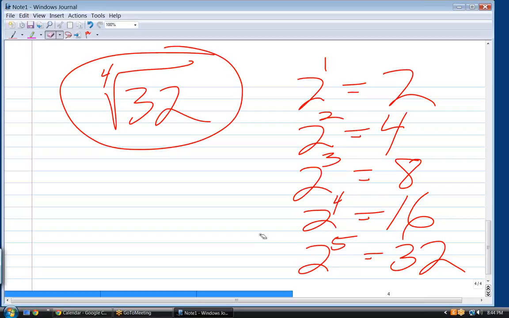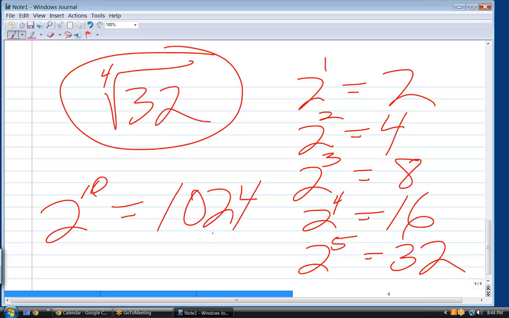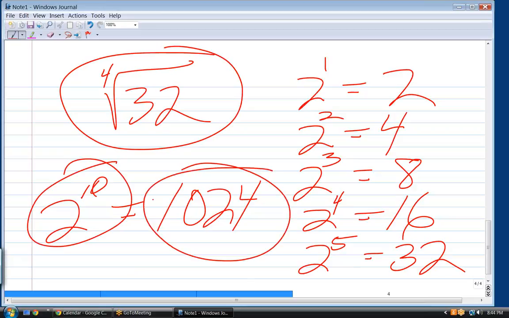So I would say it's almost worth memorizing 2 to any single digit power. My memory tells me that 2 to the 10th is approximately 1,000, but it's actually 1,024. If you keep doubling these, you get 64, 128, 256, 512, 1,024. By the time you get to 2 to the 10th, you're at approximately 1,000. Okay. And why is that important?